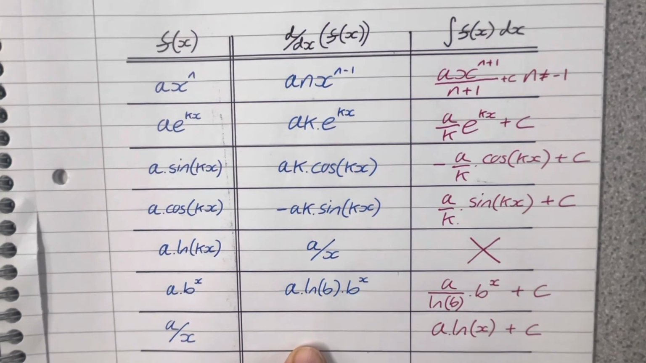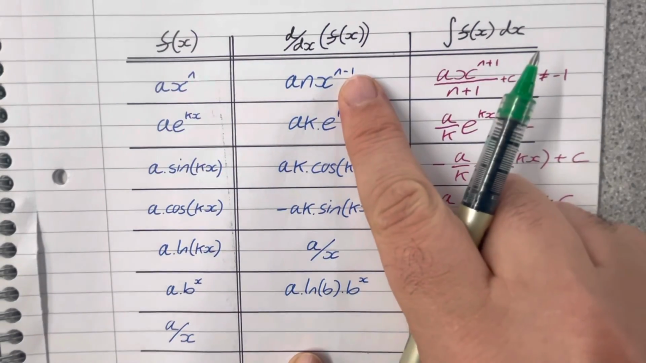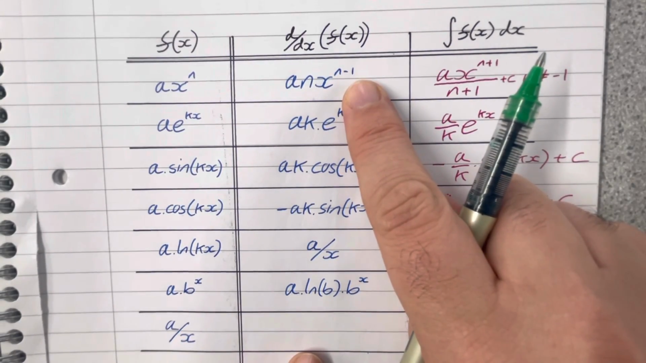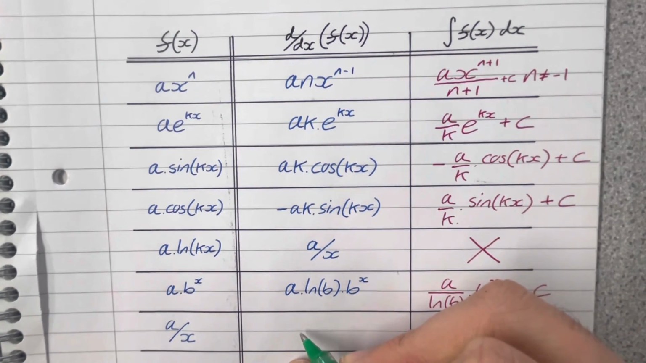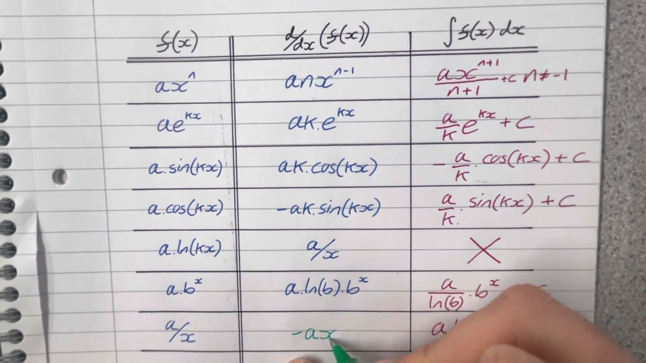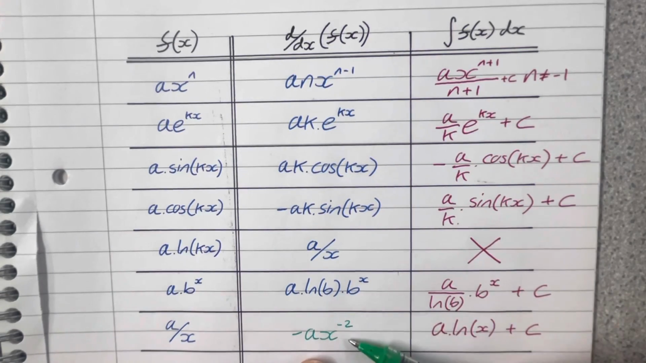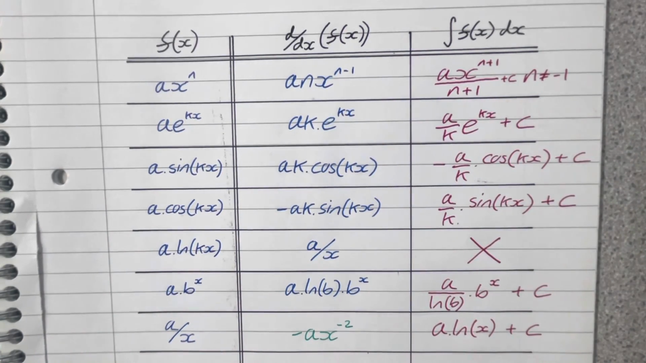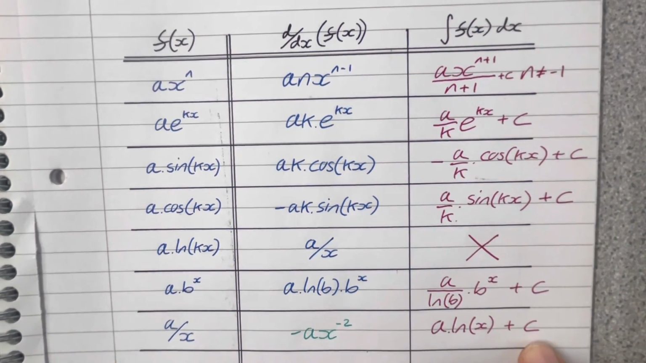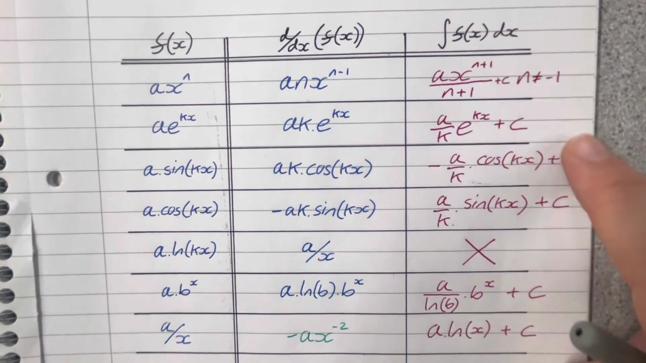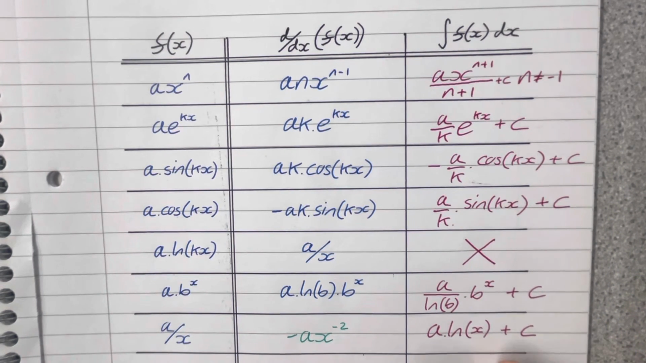We could fill out this entry here, but we don't necessarily need to because it is actually covered by this one. It's just a special case of this when n is minus 1. So we end up with minus ax to the minus 2, but that is already covered by this one. Okay, so we now have 1, 2, 3, 4, 5, 6 standard integrals. You should commit these to memory. These are very standard, and we'll be using these throughout the rest of the integration course.